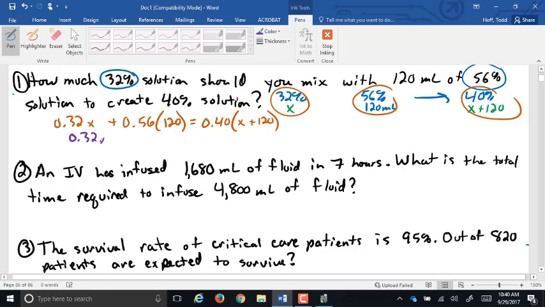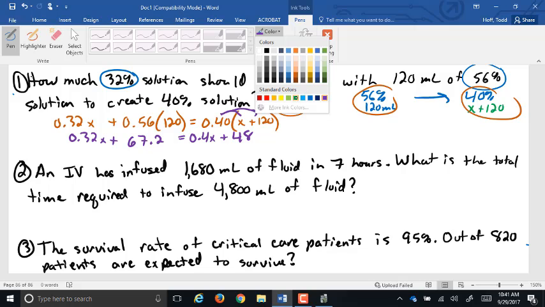So the 0.32X won't change. 0.56 times 120 is 67.2. Here we're going to have to distribute through the parentheses. So 0.4 times X is 0.4X. 0.4 times 120 is 48.